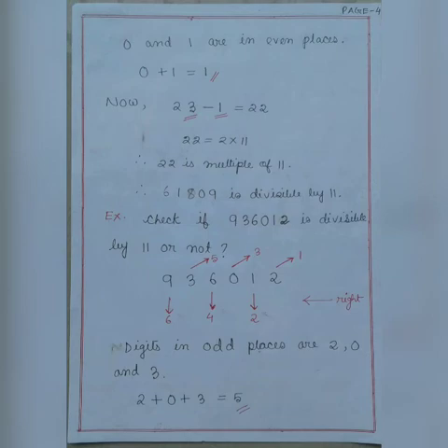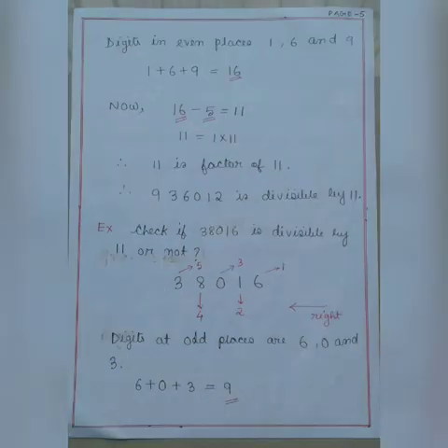In odd position, that is in first position, third position and fifth position, we have the digits 2, 0 and 3. Now let us add these 3 digits, 2 plus 0 plus 3, which is equal to 5. Now digits in even places are 1, 6 and 9. Now we shall add all the digits, 1 plus 6 plus 9, which is equal to 16.